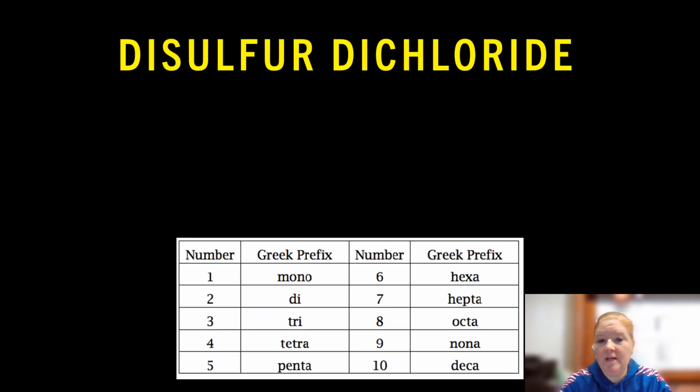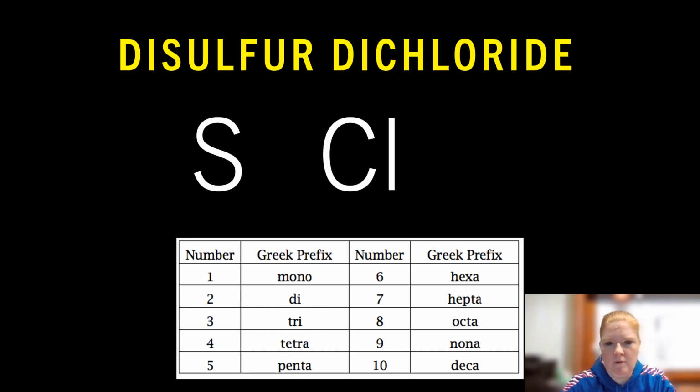All right, so for the next one, this is easy. When you have the name and you write the formula, it's easy peasy. So disulfur, what element? Sulfur. Dichloride, what element? Chlorine. How many sulfur? Di means 2. How many chlorides? Di means 2. Oh my goodness, so easy.